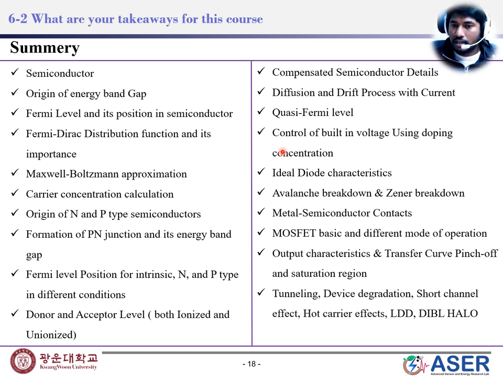Then we learned about ideal diode characteristics, avalanche breakdown and Zener breakdown, and what is important, where we can utilize this avalanche and Zener breakdown. Then we learned about metal semiconductor contact. We know there are two types of metal semiconductor contact: one is ohmic contact, another is Schottky contact.